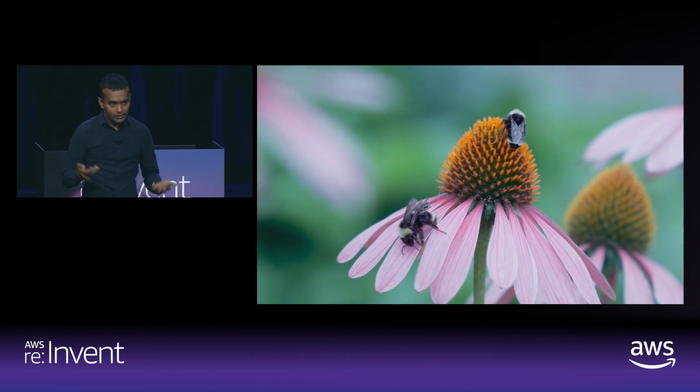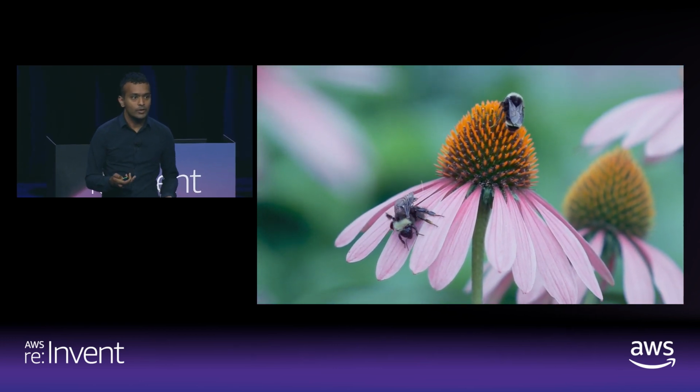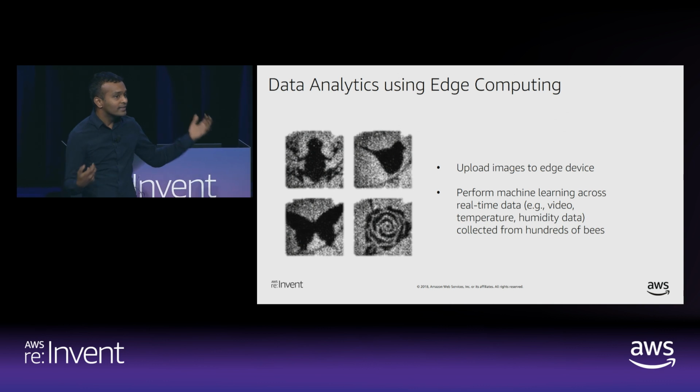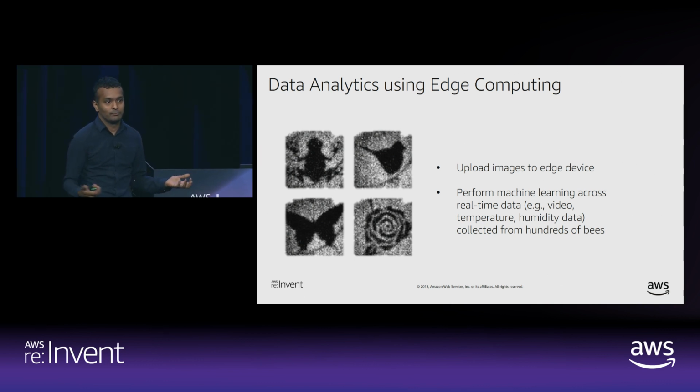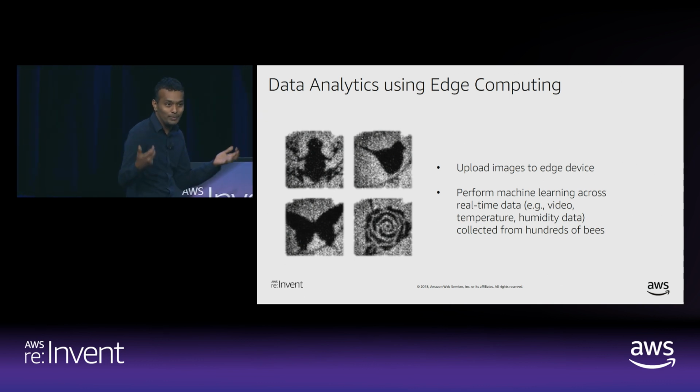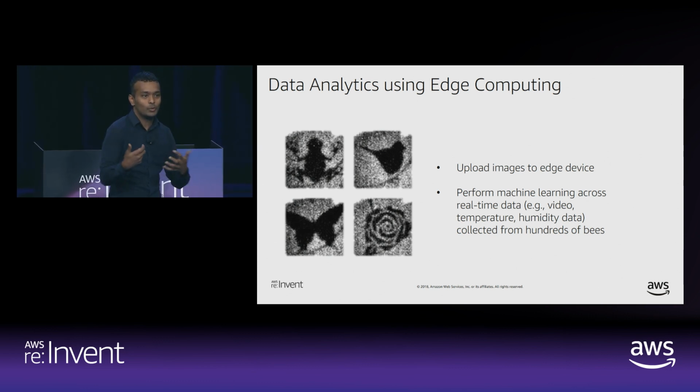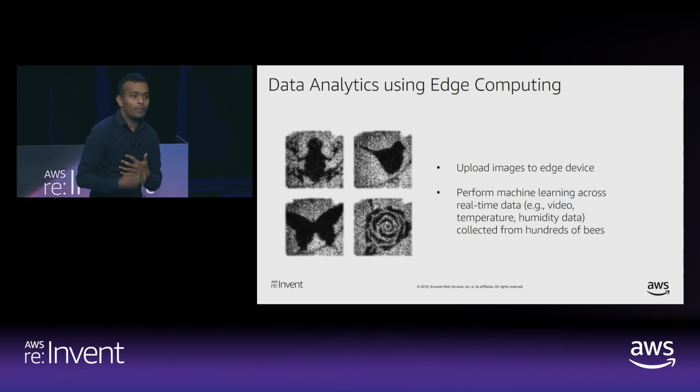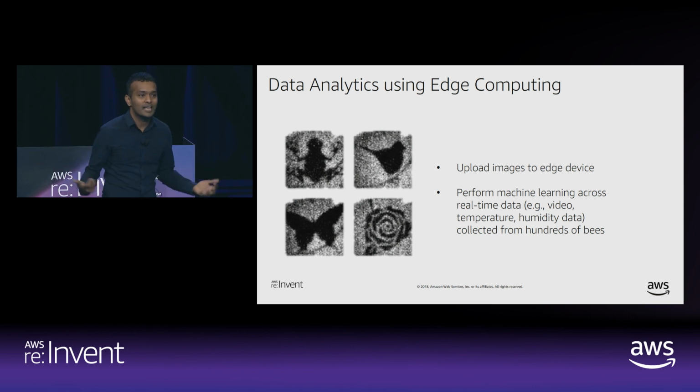So what we're going to do next is data analytics on all the data we're collecting using edge computing. We can't really do smart computing on the bee itself, so we're going to upload the data to an edge device, and we're then going to apply all kinds of different algorithms to understand what's happening in the farm.